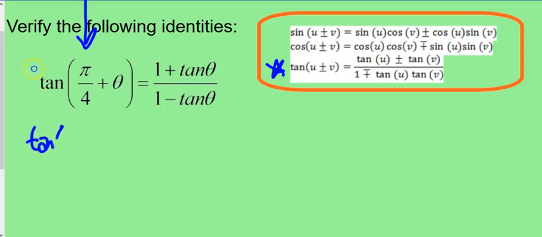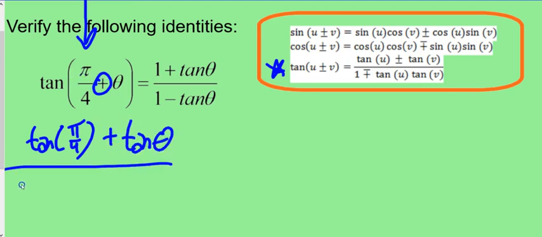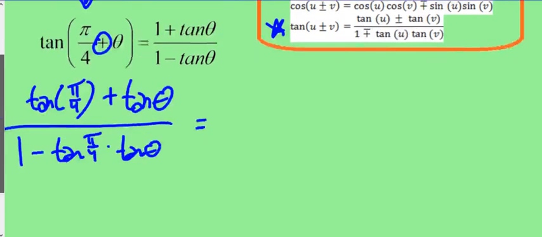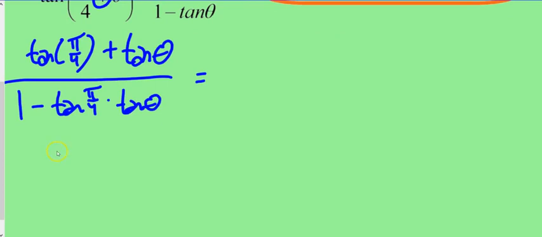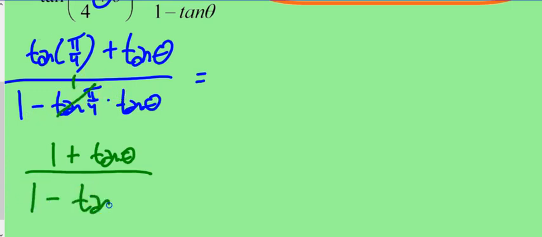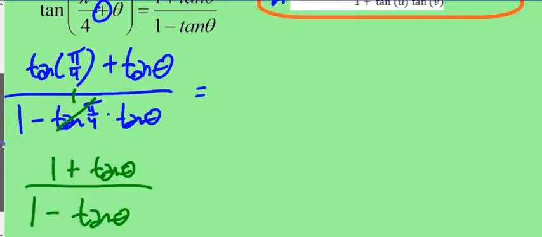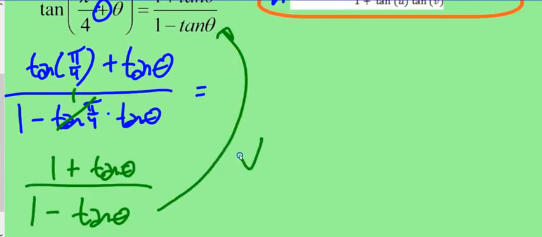So we're going to have tangent of pi over 4. It's a plus sign, so it's going to be plus on top, minus on bottom. Tangent of theta, over 1 minus tangent of pi over 4 times tangent of theta. Okay. Now, tangent of pi over 4 is 1. We don't know what theta is, so we have to leave it as tangent of theta. And again, tangent of pi over 4 is 1, and 1 times tangent of theta is going to be tangent of theta. And oh hey, look, we just figured it out.